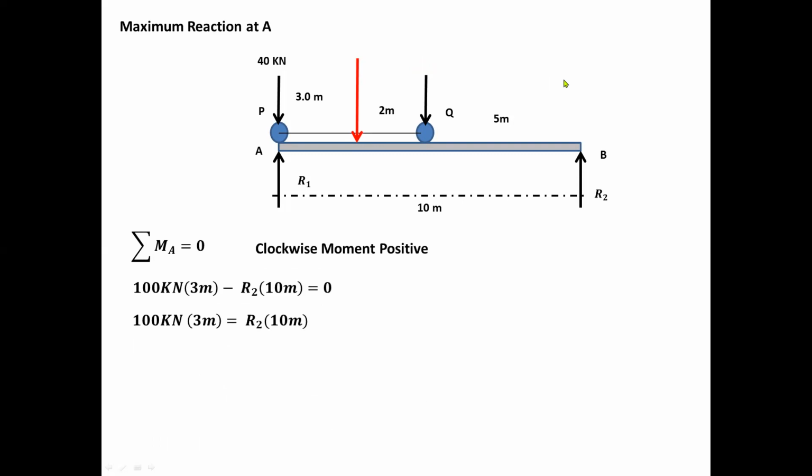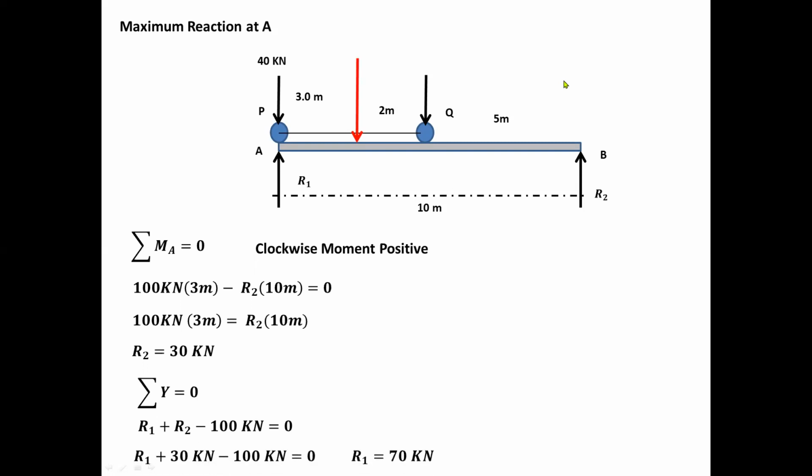We can now calculate for R sub 2. Ang value ng ating R sub 2 is 30 kilonewton. And then afterward, pwede na natin calculate ang ating R sub 1 by summation vertical. R sub 1 plus R sub 2 minus 100 kilonewton. Ang value ng ating R sub 1, 70 kilonewton. So ngayon, we have 70 and 30. Kanina, I think we have 80 and 20 sa mga reactions natin.